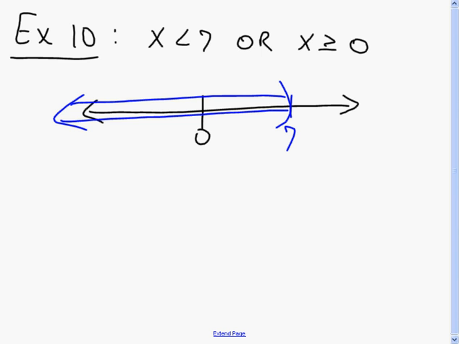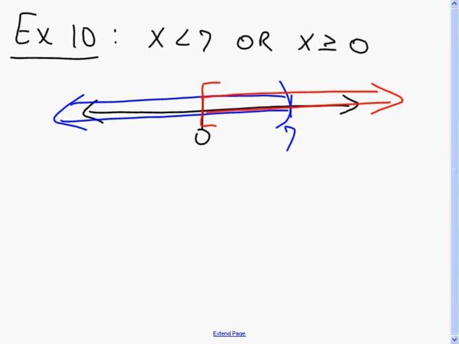Or I need x to be greater than or equal to 0. So here's 0. Got a bracket at 0 because greater than or equal to. And I need everything greater than that, so I'm going to shade everything back to the right. Now I have to write in interval notation, because your answer is going to be in interval notation for these. I have to write my answer in interval notation as nice as possible.